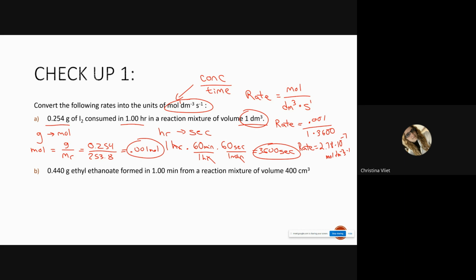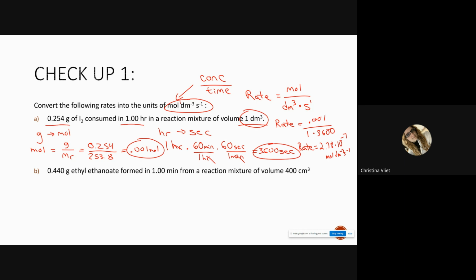0.440 grams ethyl ethanoate. They didn't give you a formula for that. Should they feel guilty? Why didn't they give you the formula for that? Because you could figure that out, can't you? What's ethyl ethanoate?